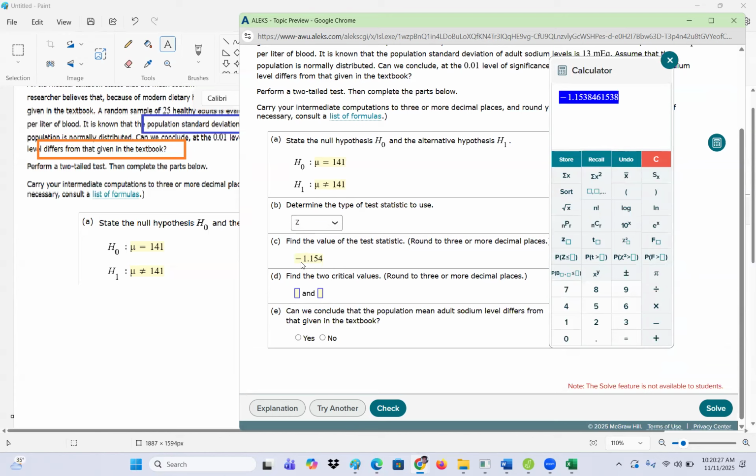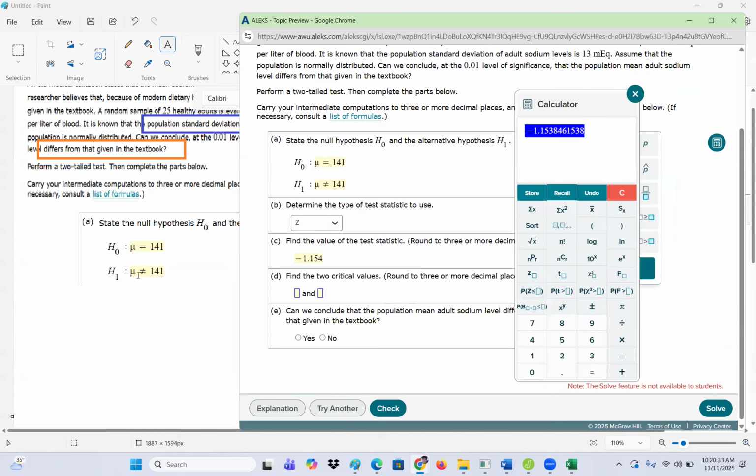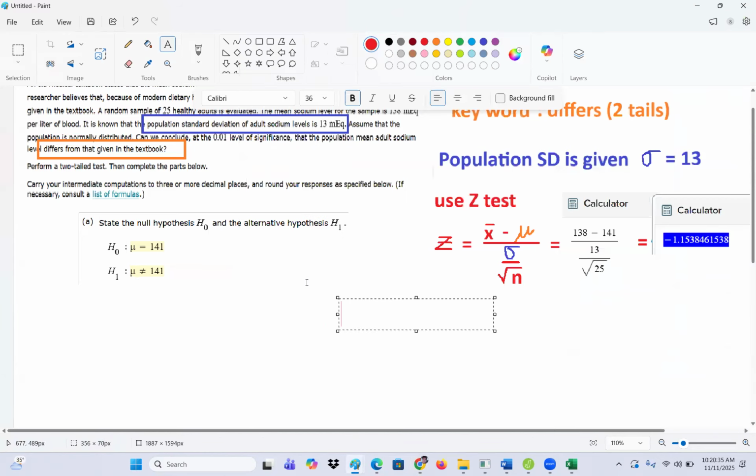All right, so after that, we need to find the critical values. So the critical value for two-tail.